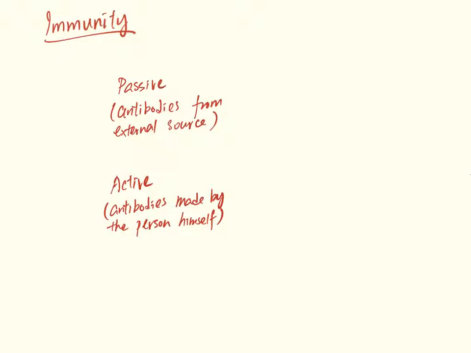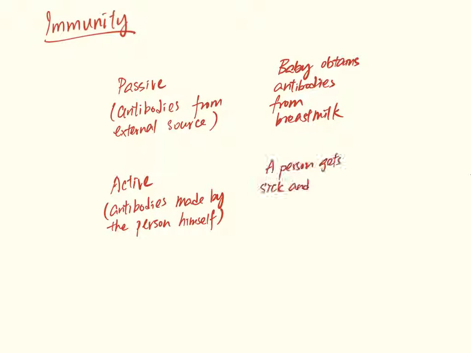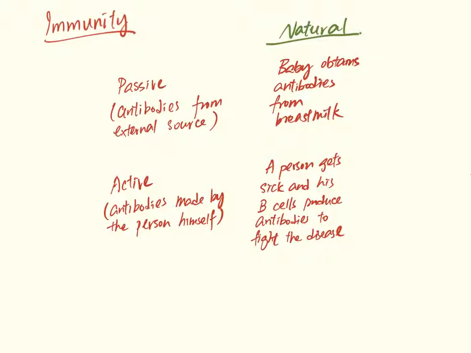Now, one example of passive immunity is in the case of babies. Babies obtain antibodies from breast milk from their mother. So these antibodies are actually produced by the mother, but used by the baby. But in active immunity, let's say a person gets sick, and his B cells produce antibodies to fight the disease. So these antibodies are produced by the person.